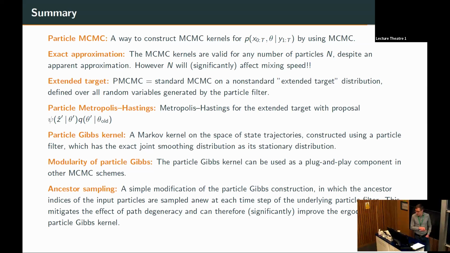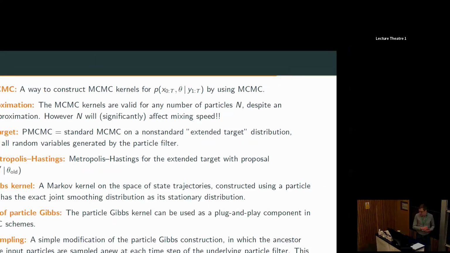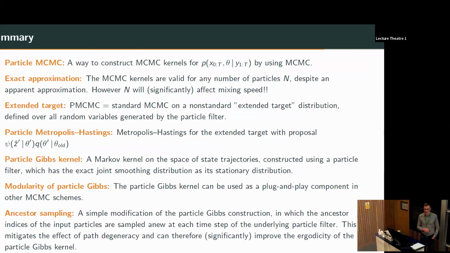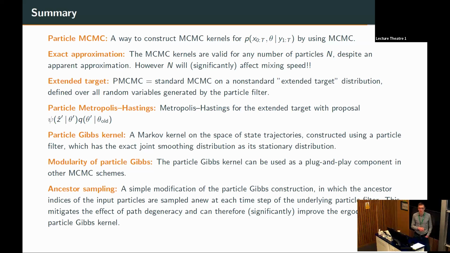The particle Gibbs kernel is based on doing some Gibbs sampling on the extended target. And this Gibbs kernel has a modularity, so that we can combine it with other MCMC kernels quite generally. Ancestor sampling is one extension of particle Gibbs, which is a small algorithmic modification, but it can have a large impact on the practical performance.